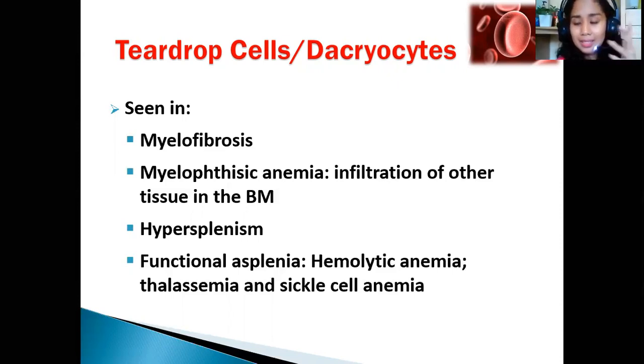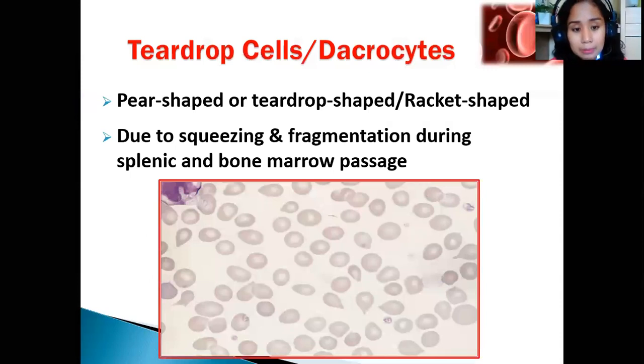Kasi nga, apparently, your bone marrow and your spleen in hypersplenism and functional asplenia become too crowded for the red blood cell. So once it wants to go out of the spleen and the bone marrow, it tends to be squeezed out. Yan, napipiga siya. So, what else? In functional asplenia, pag sinabing functional asplenia, your spleen becomes non-functional. Walang kwentang spleen. In cases of hemolytic anemia, thalassemia, and sickle cell anemia.